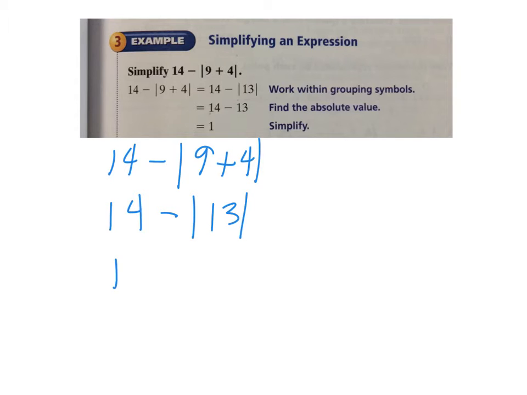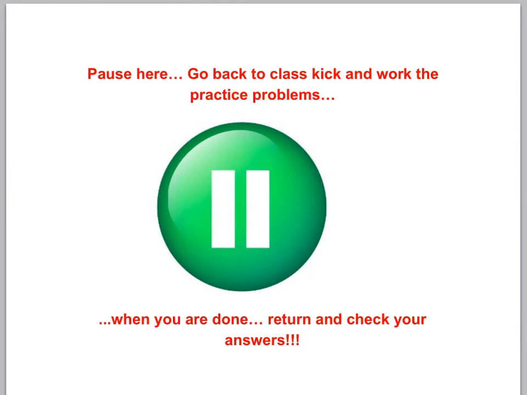Well, the absolute value of 13 happens to be 13 because 13 is 13 spaces from 0. I know that's weird, right? Then 14 minus 13 is the number 1. So one line at a time, working one thing at a time, no need to get it all boggled up in your head. So go ahead and pause here, head back into Class Kick, work the one I have set up for you, and then come back and check it here.